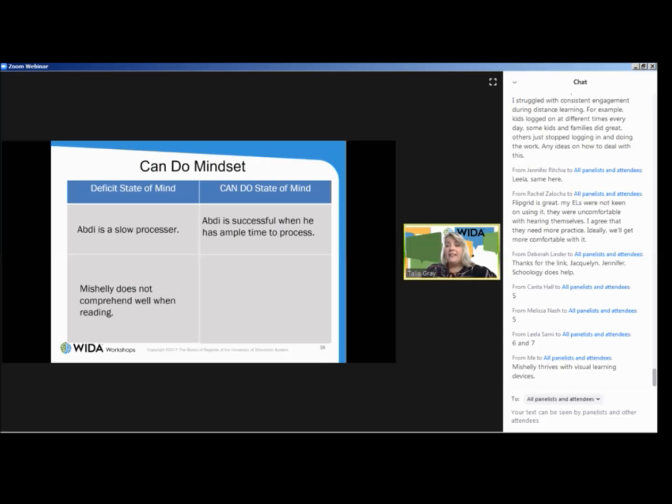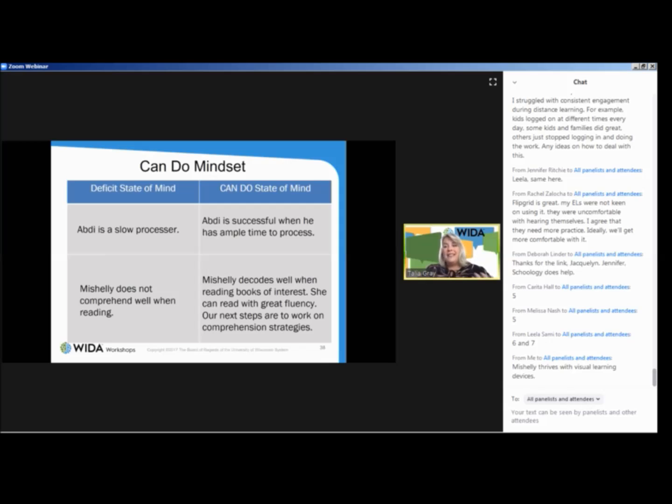I see Stephen in the chat box has written, Michelle thrives with visual learning devices. Excellent. The example that we have here, instead of saying Michelle does not comprehend well when reading, we could say that Michelle decodes well when reading books of interest. She can read with great fluency. And this is my favorite part. Our next steps are to work on comprehension strategies.